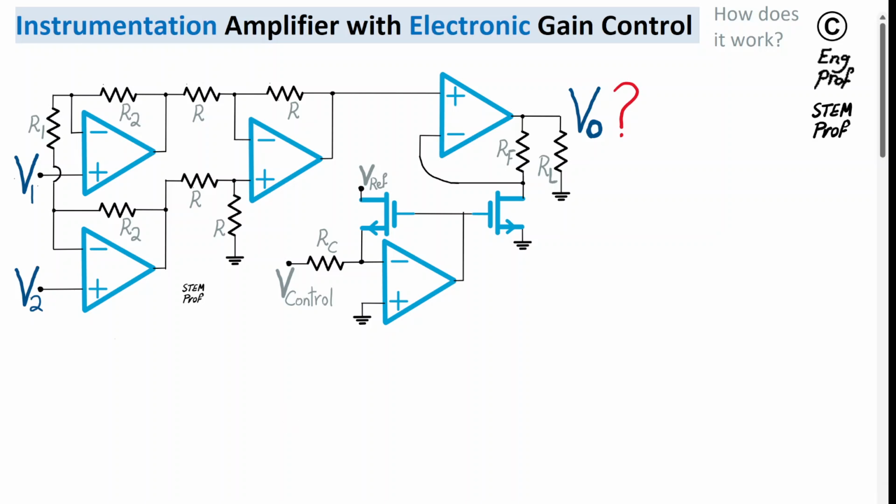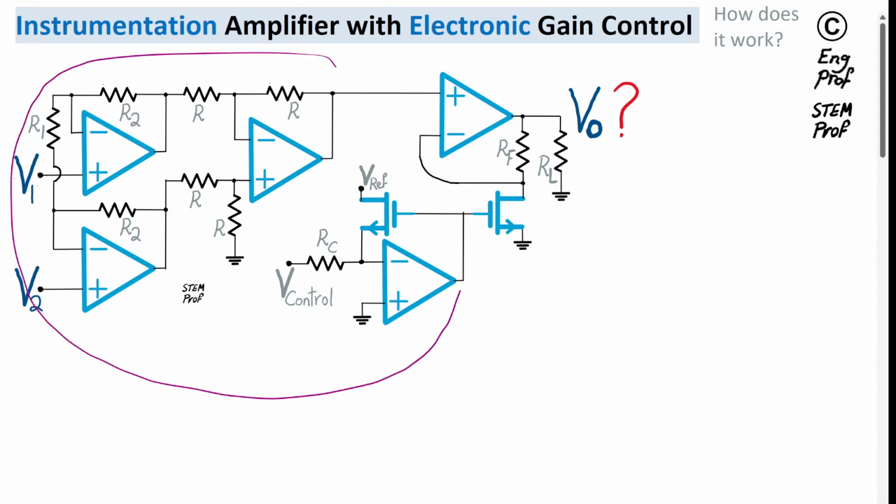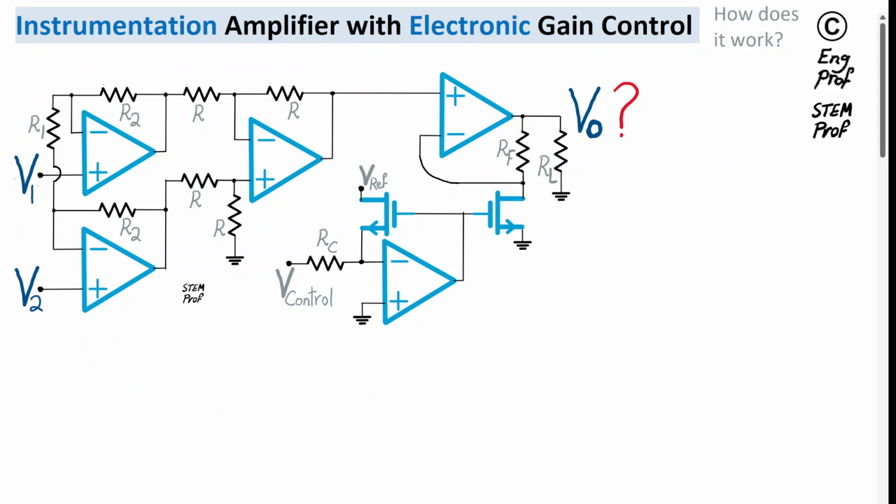An instrumentation amplifier with electronic gain control is discussed in this circuit design example. The circuit is implemented with 5 op-amps and 2 N-channel MOSFET transistors.